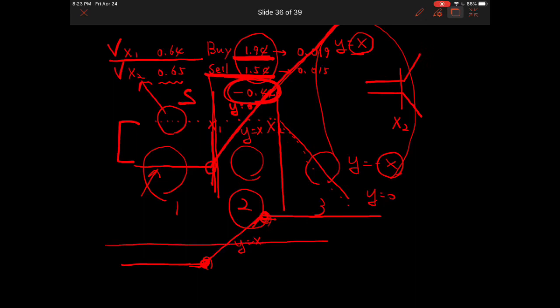So I can say the level for this one is minus 0.004, right? What about this point? It will be 0.64. What about there? We know this is 0.65. Now, let's imagine this triangle, right? For this one, what's the height?